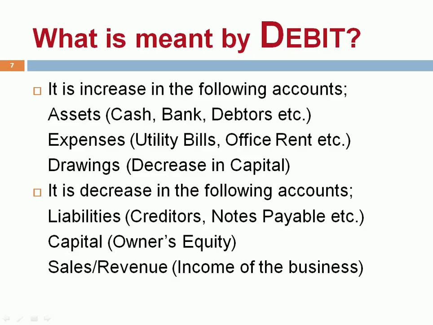Or if there is decrease in liabilities, capital, or sales revenue, that will also be a debit. Liabilities could include creditors, notes payables, etc. And capital is owner's equity, and sales revenue, it is income of the business. So if liability, capital, or sale is decreasing, it is a debit.